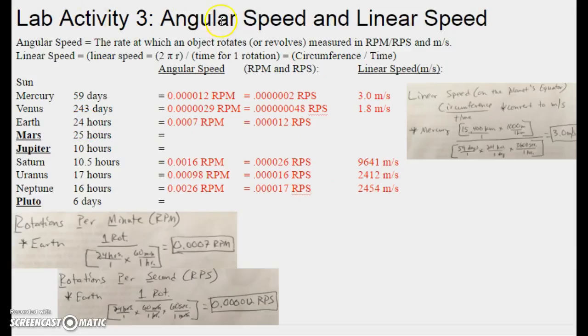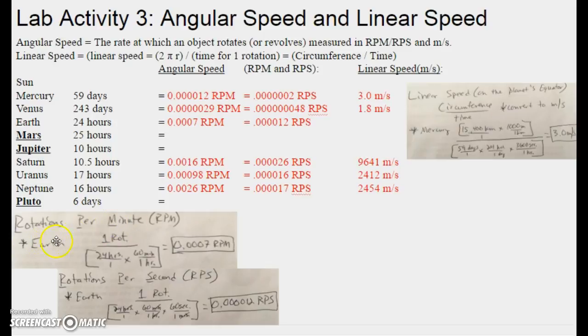Within lab activity 3, we also solve for angular speed and linear speed if we are on the planet. So for the rotation, what the speed would be if we were standing at the equator of a planet. Angular speed is the rate at which an object rotates or revolves, and it's measured in rotations per minute and rotations per second. It can also be measured in meters per second. For linear speed, we're going to take 2 pi r divided by the time for one rotation, which is circumference divided by time. Here we can start off by measuring for RPM.